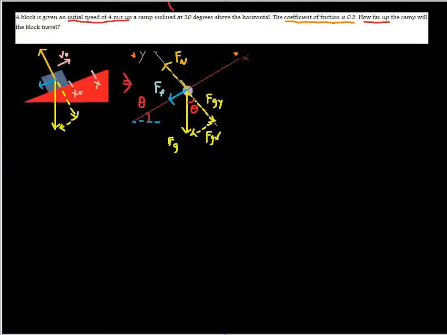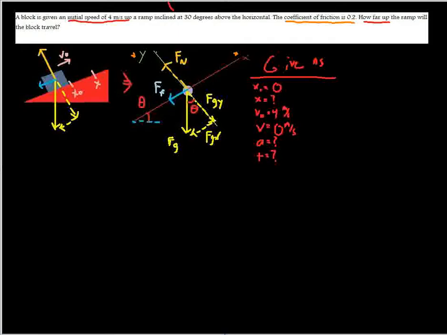And now I'm going to list some givens. I'm going to do some kinematics givens, and I'm also going to do some force givens. It's probably the worst givens that I've ever written. I have x naught, which equals 0. I can just set that equal to 0. My final position, I'm not sure. That's what I'm looking for. The initial velocity I know is 4 meters per second. Final velocity, it's saying where will it be when it stops, so I know that that's going to be 0. The acceleration, no idea. And the time, no idea.